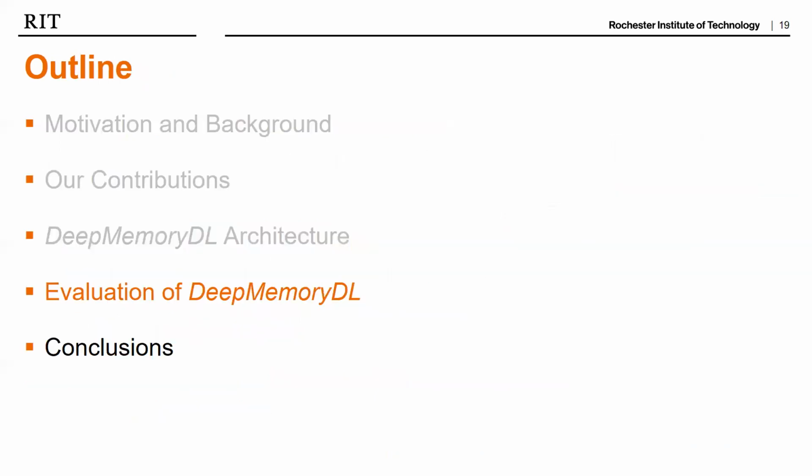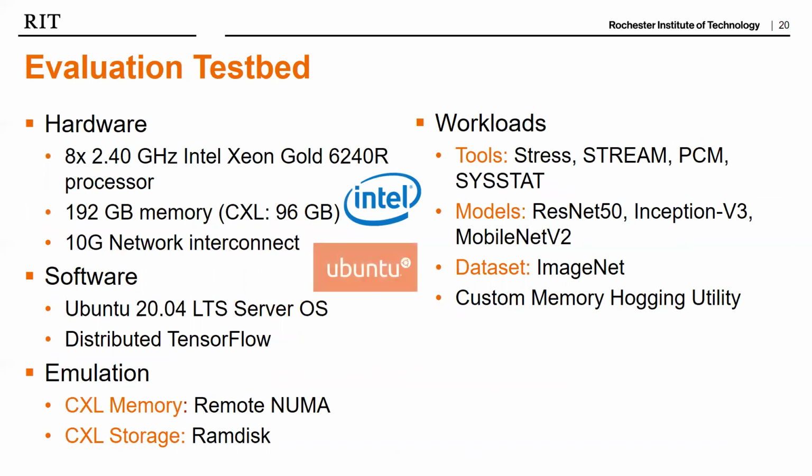We now go over the evaluation of our proposed framework, DeepMemoryDL. For the evaluation purposes, we used 8 servers with Intel processors, each with 192 gigs of memory and a 10G network interconnect. Half of the memory is reserved for emulating CXL devices or the far memory, and the CXL storage device is emulated as a RAM disk.